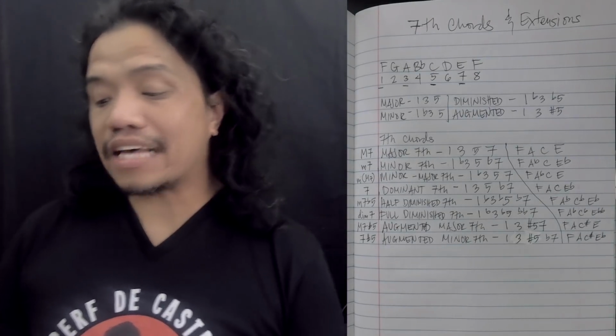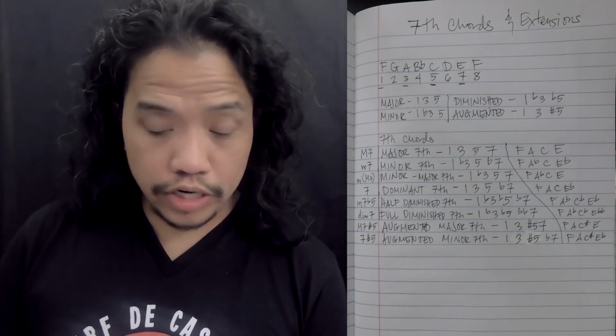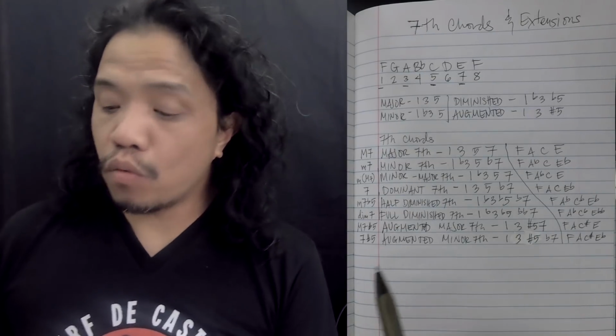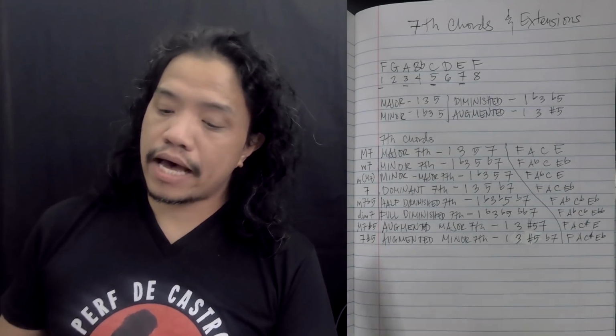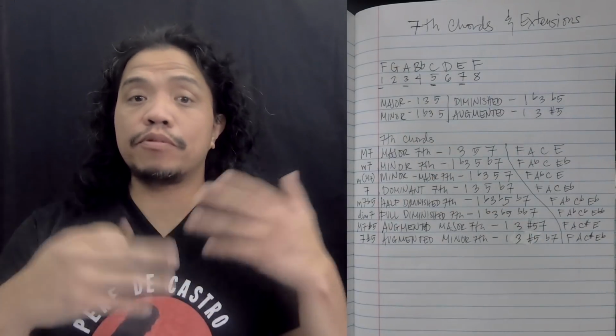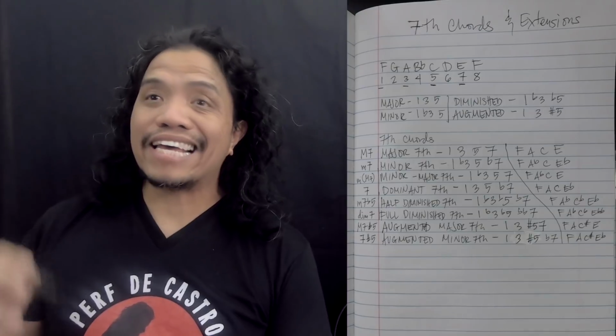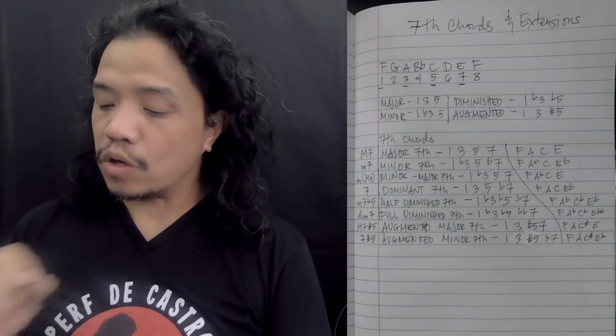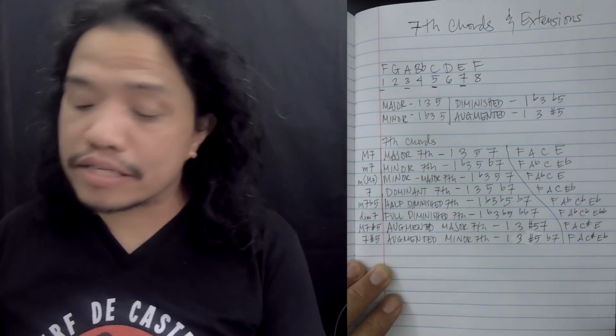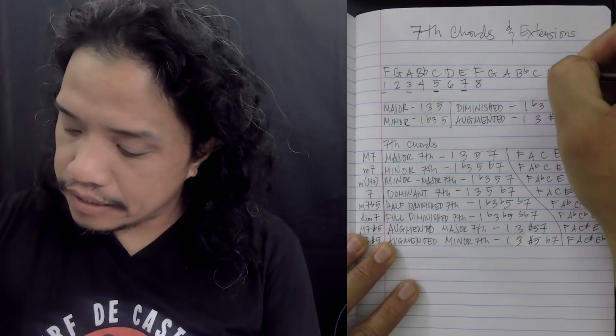Okay, now from 7th chords, we now move into chord extensions. So far in one octave, we have been able to stack 4 thirds on top of each other. Now to pile on chord extensions, we need to keep stacking thirds on top of each other. So in this case, we're going to take our major scale and extend it into the 2nd octave. So we have F here, G, A, B flat again, C, D, E, and then F.